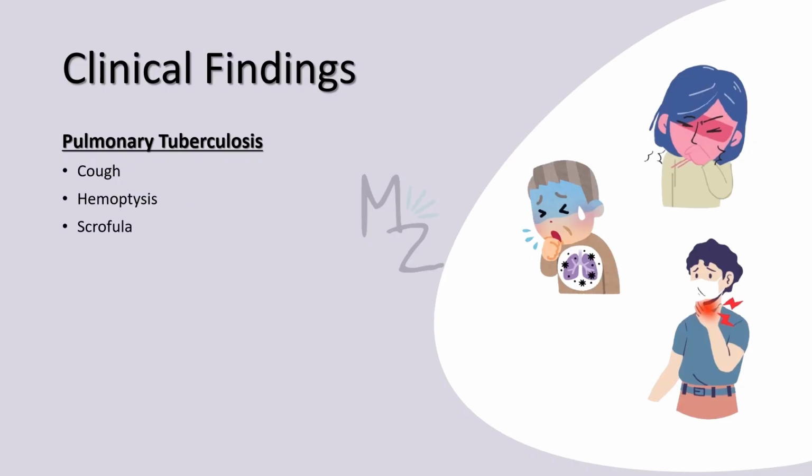Pulmonary tuberculosis. In pulmonary tuberculosis, the main findings are cough and hemoptysis. Hemoptysis means blood in sputum. And scrofula. Scrofula is mycobacterial cervical lymphadenitis, which presents with swollen, non-tender lymph nodes, usually unilaterally. Lymphadenitis is the most common extrapulmonary manifestation of tuberculosis. Patients infected with human immunodeficiency virus, the HIV, are more likely to have multifocal lymphadenitis than those not infected with HIV.